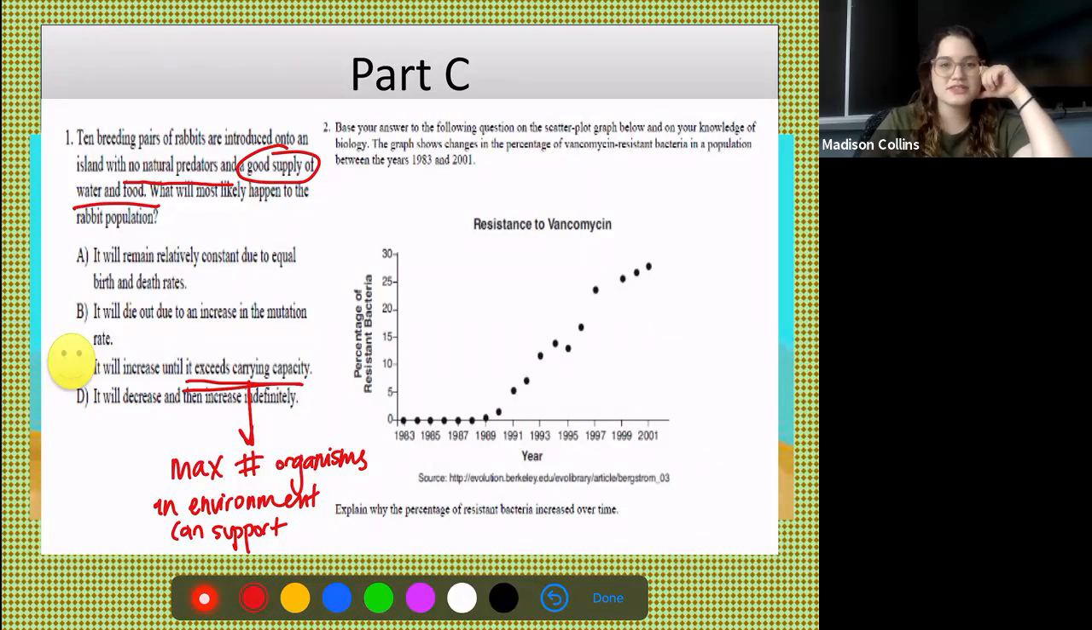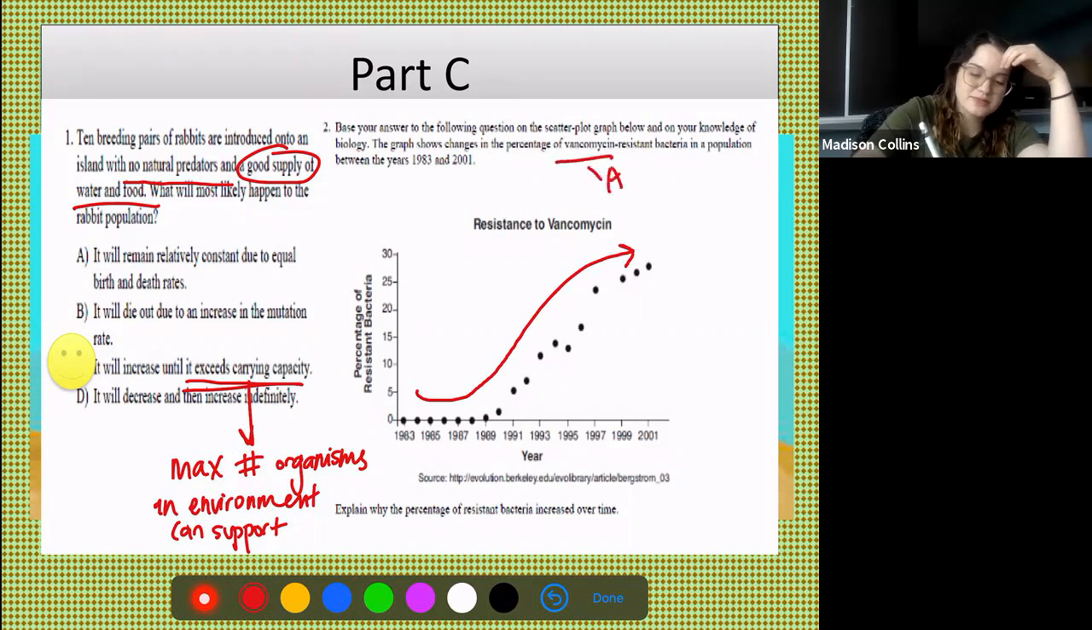All right, number 2, base your answer to the following question on the scatter plot graph below and on your knowledge of biology. The graph shows changes in the percentage of vancomycin-resistant bacteria in a population between the years 1983 and 2001. Explain why the percentage of resistant bacteria increased over time. So why are these bacteria resistant to this antibiotic? This is an antibiotic.